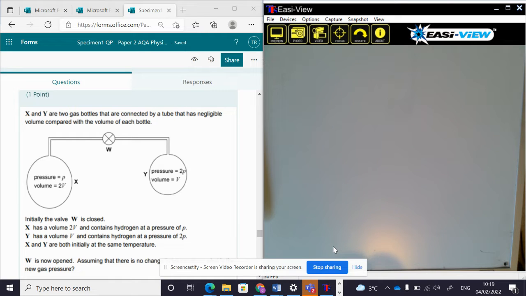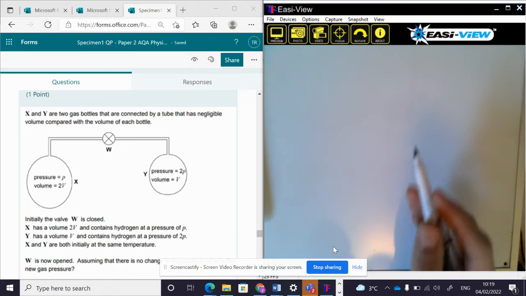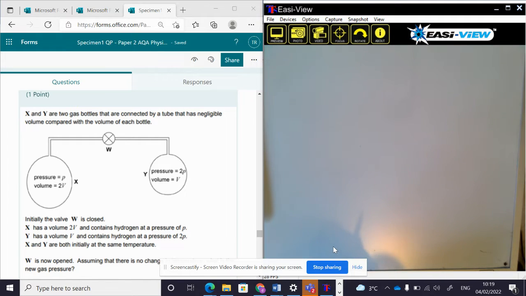This question is about ideal gases. So given a situation where we have two gases, so two separate containers connected with a pipe where we're told that it's got a negligible volume. So we've got X and Y, and we're told that after some period, then the valve W is released, so then they can mix fully. And there's no change in temperature.